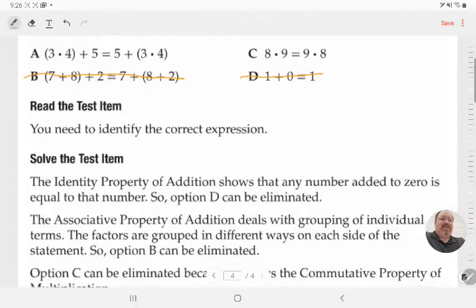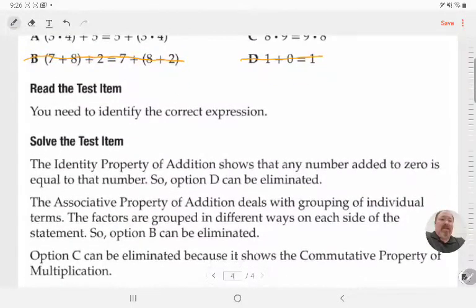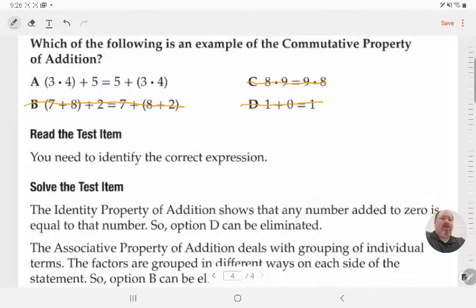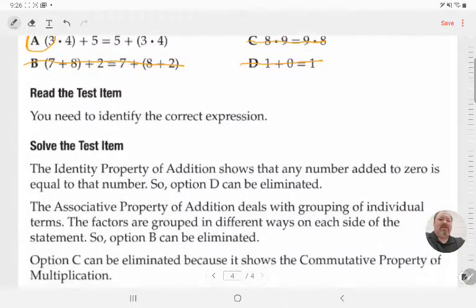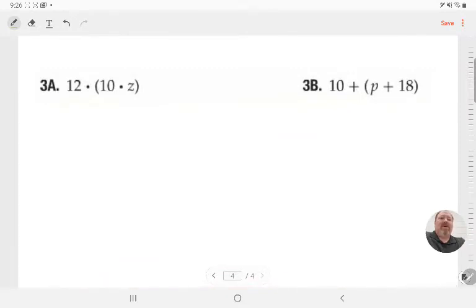Option C can be eliminated because it's multiplication, and we're looking for the commutative property of addition. So that leaves us with A. And if you look, all we're doing is changing where the plus 5 is. In this one, it's plus 5 at the end. In this one, it's 5 plus at the beginning. So A would be the answer. Okay? That's deductive reasoning. Now, pause the video and try these last two.